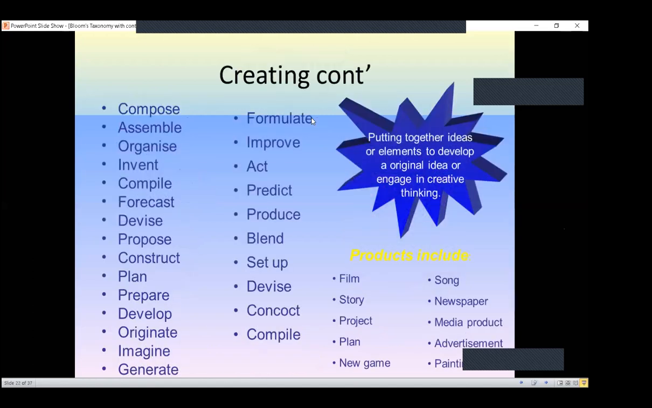So these are a few verbs that we can use. We can ask them to compose a poem, maybe a different poem, compile certain research articles, and maybe come out with some new conclusion out of that. Maybe they can develop certain things. So these are a few verbs that we can use for creation.